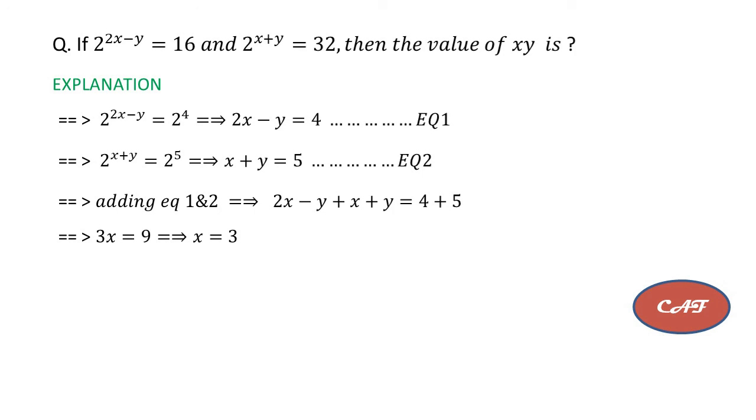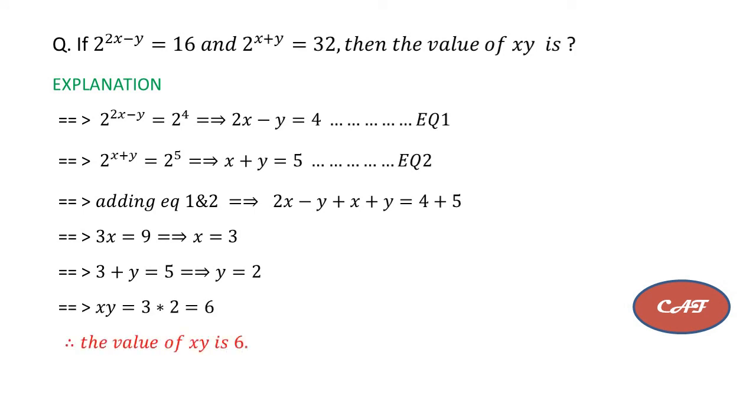Now you can substitute the value of x in equation 1 or 2. Anything is fine. I am substituting in equation 2 because equation 2 is a little bit small. So 3 plus y is equal to 5. So you will get y is equal to 2. So I know the values of x and y. What they asked, the value of xy. So x into y is equal to how much? So 3 into 2 is equal to 6. So the value of xy is 6. Okay.